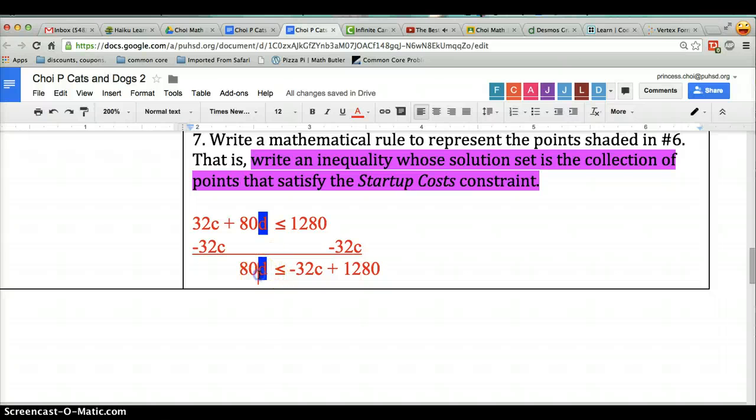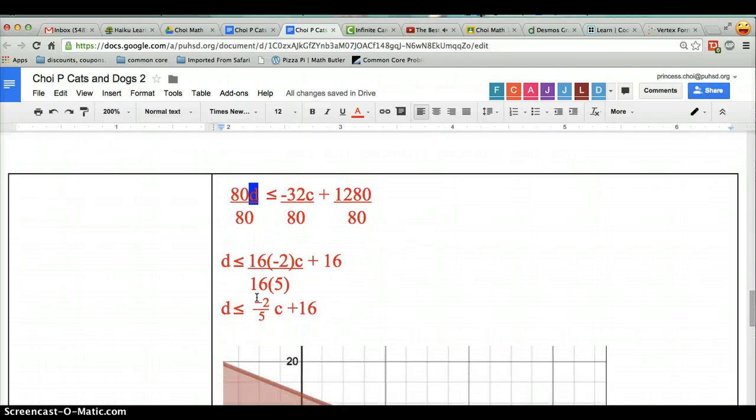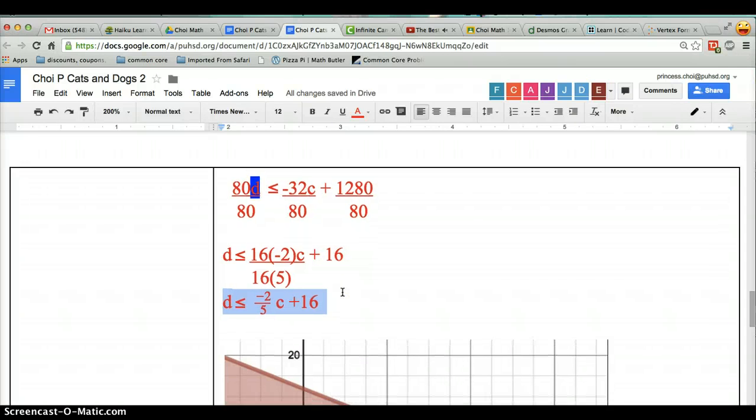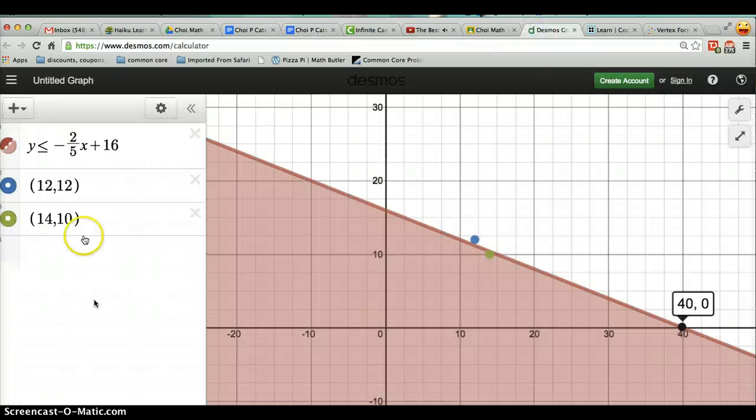And you all know if I want to leave the D by itself, what do we have to do to everything? Divide by 80. And that's what we did right here if you scroll down, okay? So then I divided everything by 80, and I got this equation right here. Once I got that equation, I went into Desmos, okay? And then I graphed it right there.